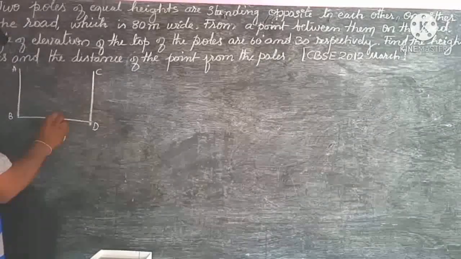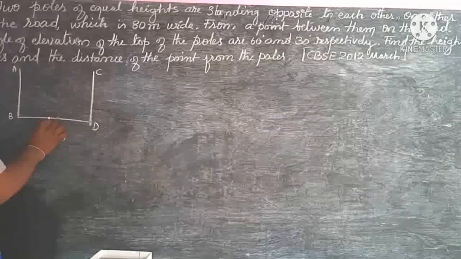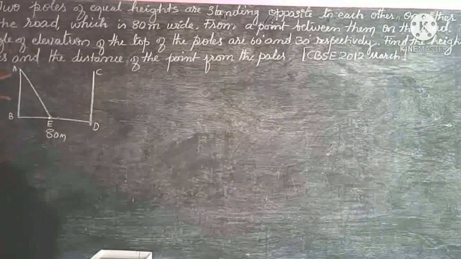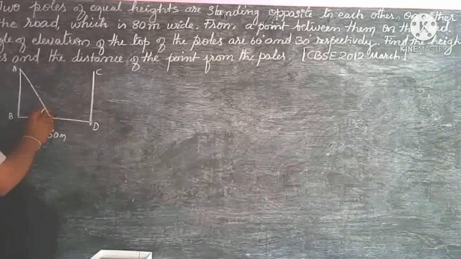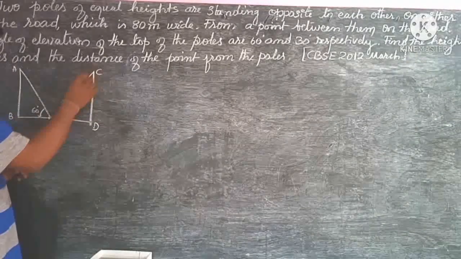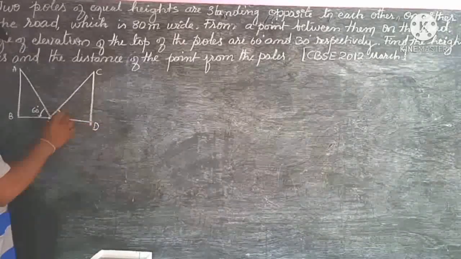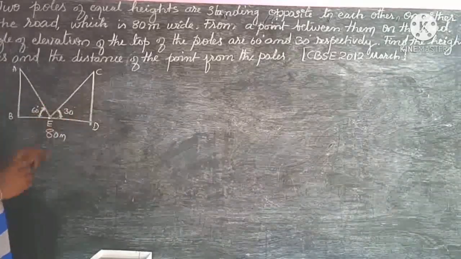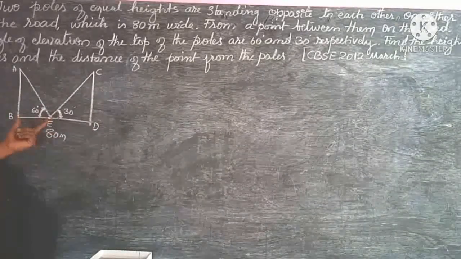Therefore we consider a point here and call it point E. So we have A, B, C, D, E. This point E is near the pole AB compared to CD. Therefore the angle of elevation here we take as 60 degrees. The point E is away from CD, so it takes more distance, and therefore this angle of elevation we take as 30 degrees. Okay, 30 degrees.